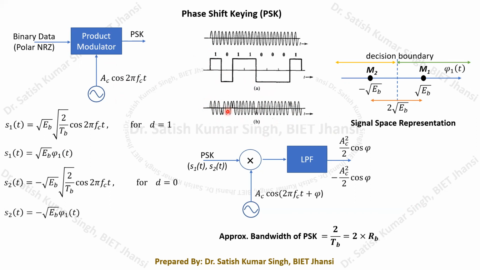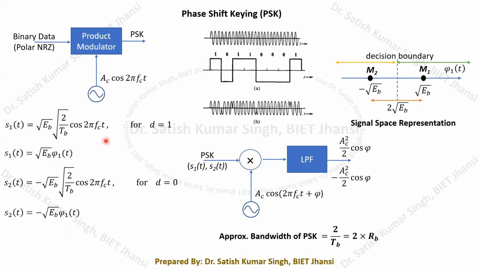Similarly, you can see what the signal outputs will be. Corresponding to binary digit equal to 1, the signal S1(t) that we are going to get is root over Eb, root over 2 upon Tb cos 2 pi fct. Again, I will be calling it a basis function. So this can be written as S1(t) equals root over Eb phi 1(t). Again, S2(t) is minus root over Eb, root over 2 upon Tb cos 2 pi fct for binary digit equal to 0. So S2(t) is minus root over Eb phi 1(t), and S1(t) is root over Eb phi 1(t), where phi 1(t) is our basis function we have already previously defined, which equals root over 2 upon Tb cos 2 pi fct.